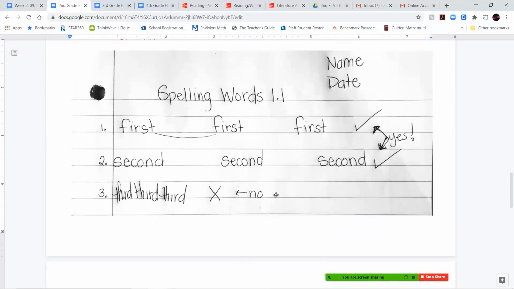The third one shows you something that's not the way you're supposed to do it. So if your letters are all squished together, your handwriting is not good, if you're not leaving your spaces in between, this is not correct. So this I would send back to you and have you redo it correctly.